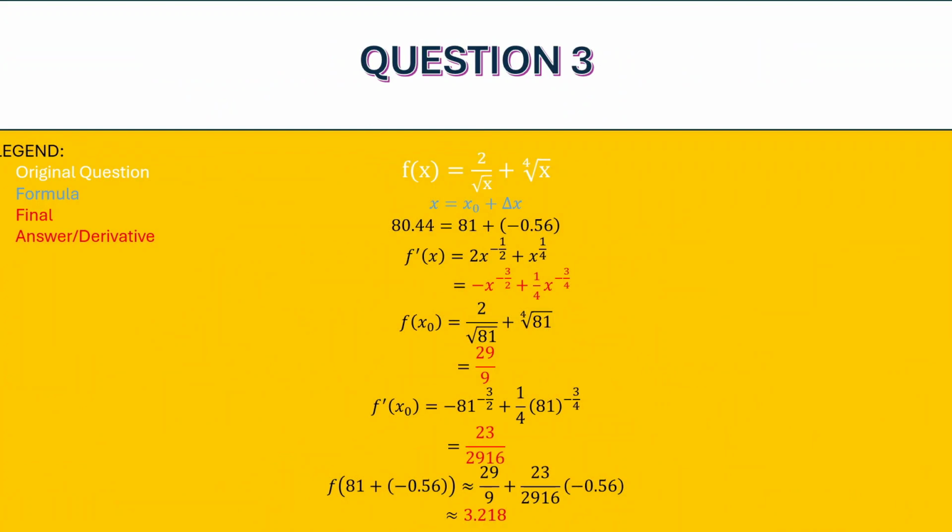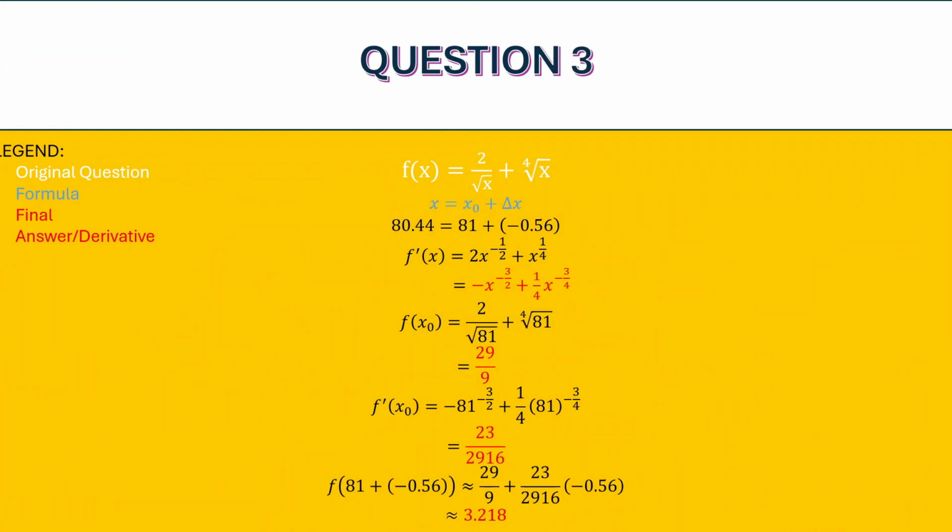And then we find f prime(x), which will be equal to negative x^(-3/2) plus 1/4 x^(-3/4). And then we find f(x naught), which equals 2 over the square root of 81 plus the fourth root of 81, and it will be equal to 29/9. Then we find f prime(x naught). The answer is 23/2916.